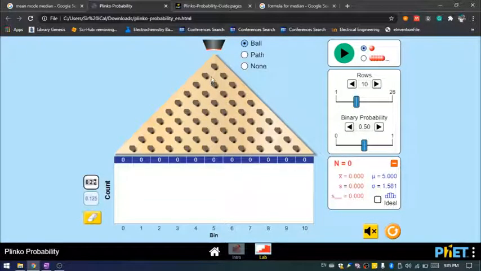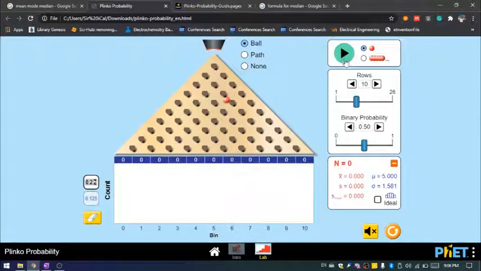But if you look at this one, there is a higher chance that the ball will go straight into the center, because you are giving the ball a 50% chance of going either to the left or to the right. So the chances are that the ball is going to drop here in the middle and not on the farthest side, on the left or on the right. So we'll try this one.